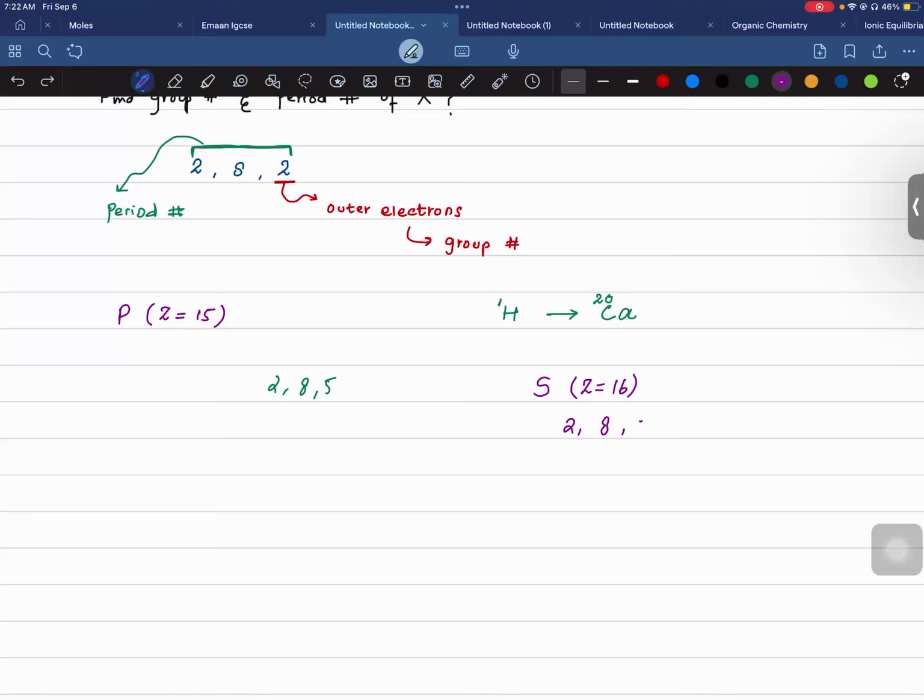2, 8, 6. The first shell contains 2 electrons, the second shell contains 8 electrons, and the third shell contains 6 electrons. So the period is 3 and the group is 15. Group is 6, man. The last number is going to tell you the group number. This group number is 6, and the total shells are going to tell you the period number. There are 3 shells, which means this is in the third period.